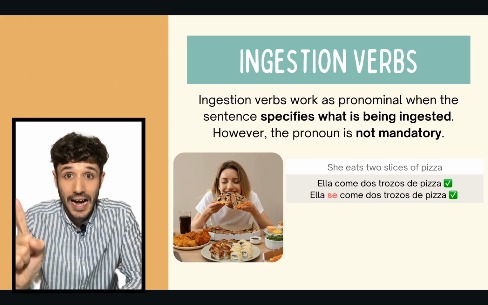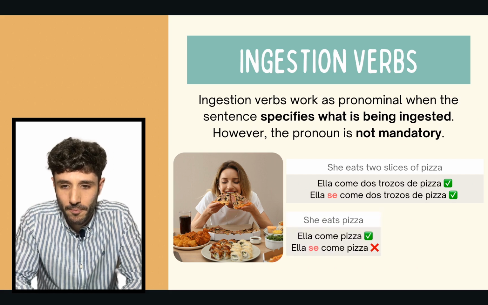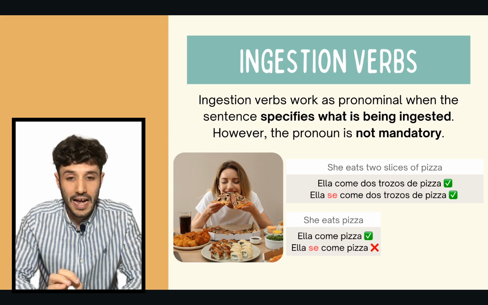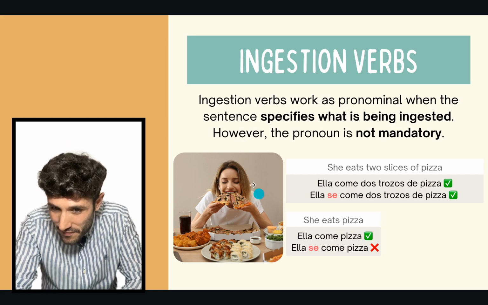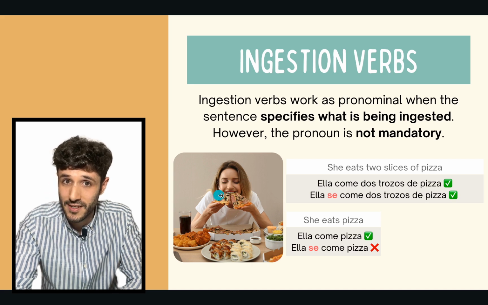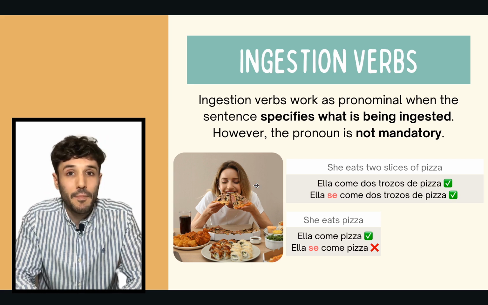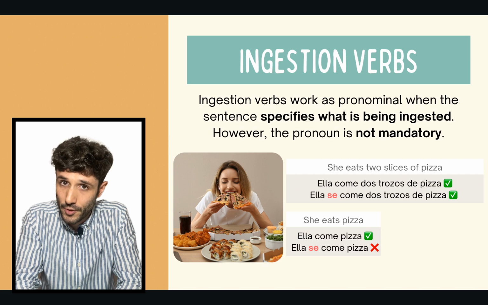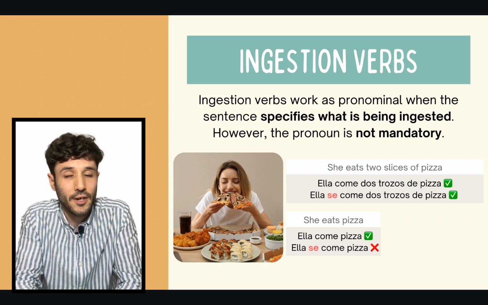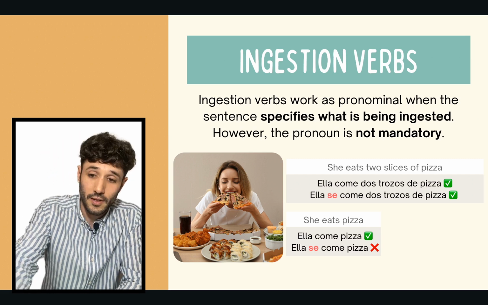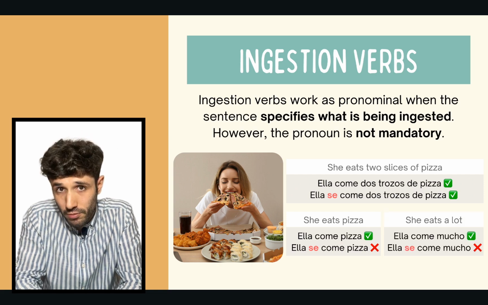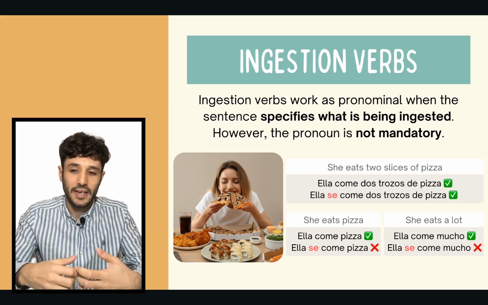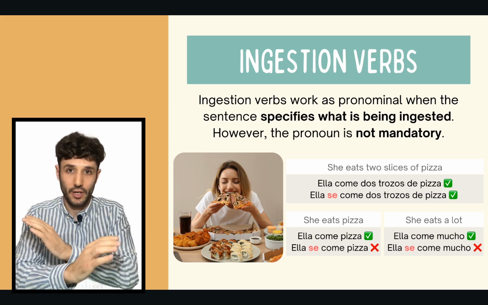because we are specifying the thing that she's eating. However, look at this other sentence here. If I just say she eats pizza, "ella come pizza," here I'm not talking about this specific pizza, I'm not talking about these slices, I'm talking maybe about a habit, I'm maybe telling you that she doesn't have an allergy to something. In this case, se cannot be used. So I cannot say "ella se come pizza," this is not correct. Another example, "ella come mucho." She eats a lot. Mucho is not a specific thing that she's eating, so "ella se come mucho" is not correct.